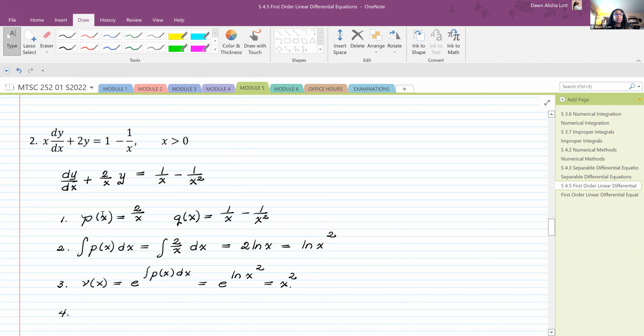So the first thing says find or identify p of x and q of x, that we did. Then we took the integral of p of x, which gave us 2 times the log of x, which gave us the log of x squared using logarithm properties. Then we found v, our integration factor. So v, as we said, this is our integration factor.